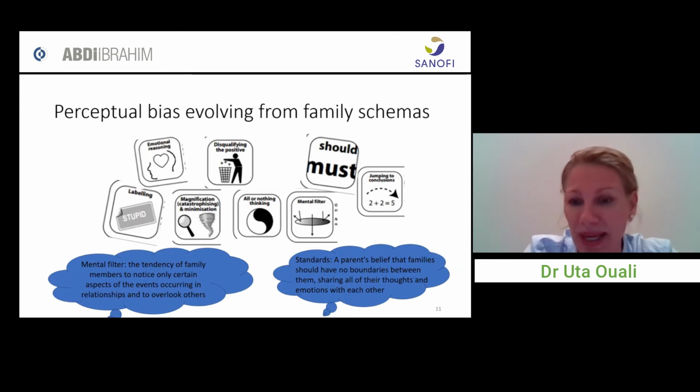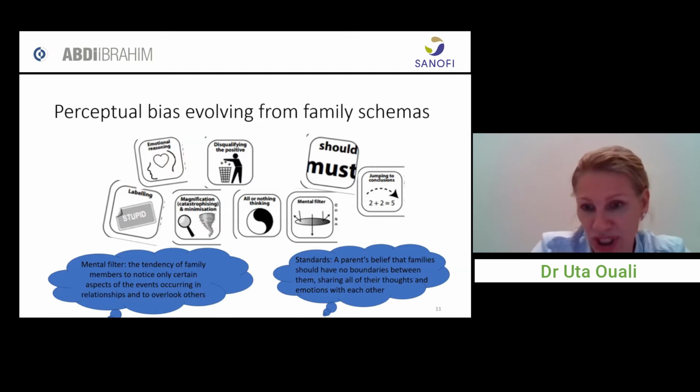Another perceptual bias might be standards, which is, for example, a parent's belief that families should have no boundaries between them, sharing all their thoughts and emotions with each other, which of course can give rise to a lot of conflict, especially when children are becoming more independent and adolescent and want to have their own space.